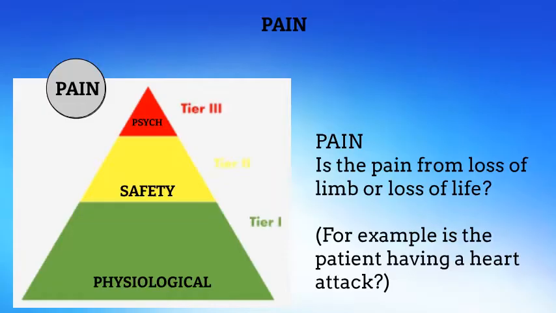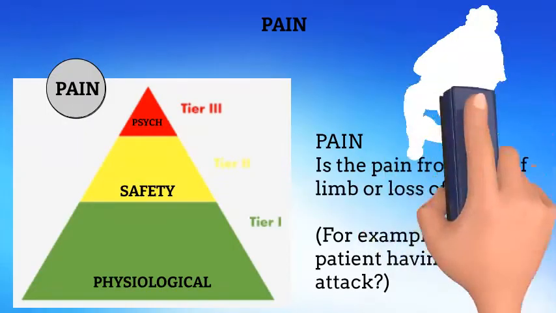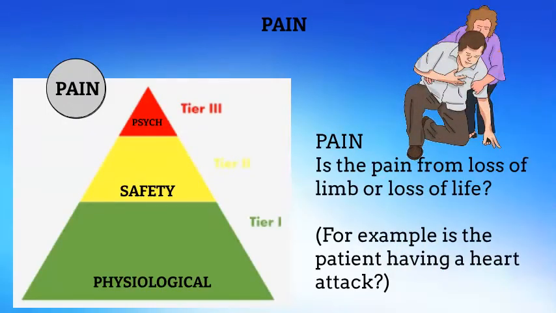As promised, we're going to talk about pain. And we keep this one off to the side a bit because pain is not black or white. It depends on the reason for the pain. If a patient has postoperative pain, then that would be expected. What we need to ask ourselves is if the pain is related to loss of limb or loss of life. For example, is the patient having chest pain from a heart attack? That would make it a higher priority.